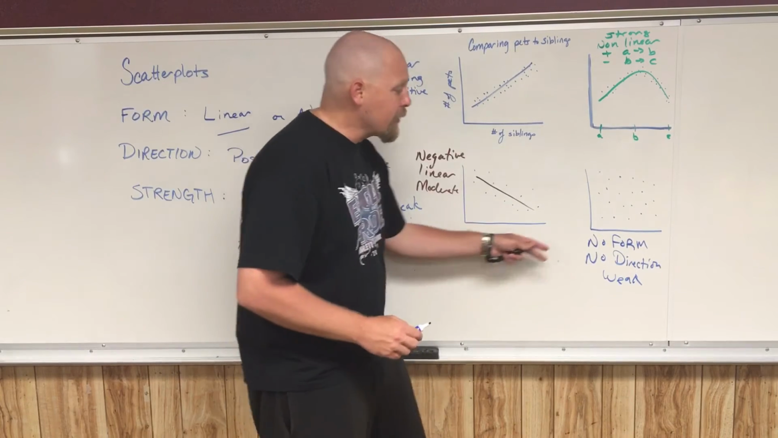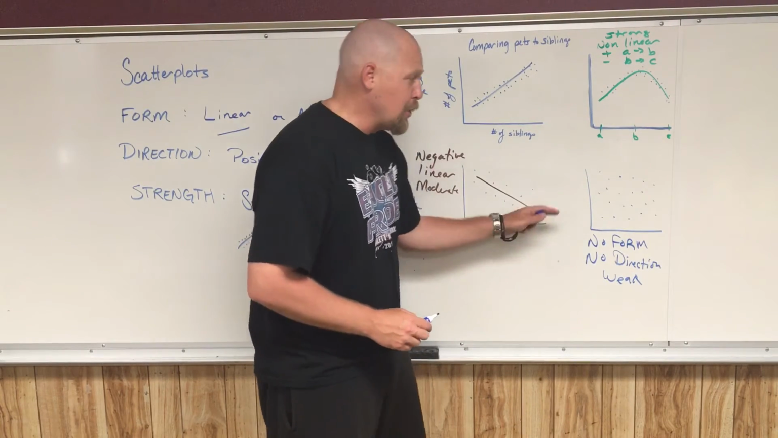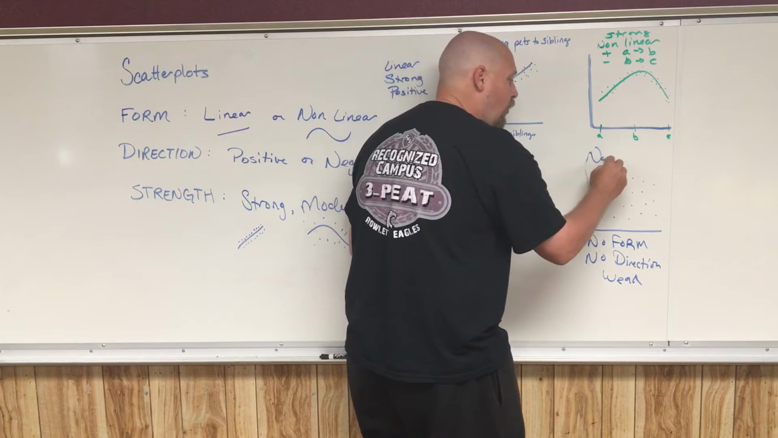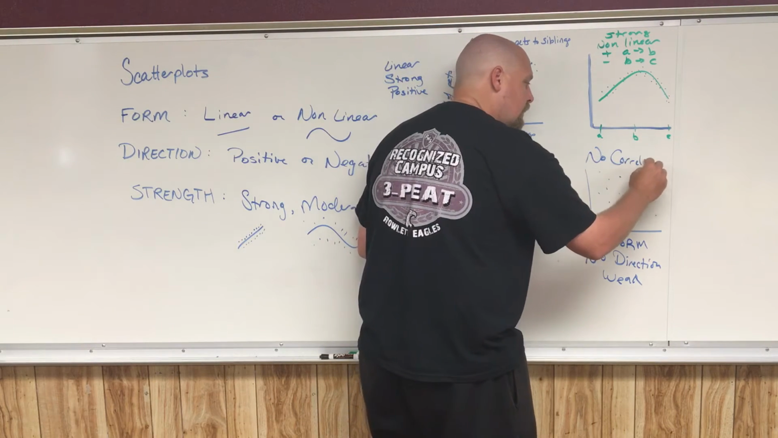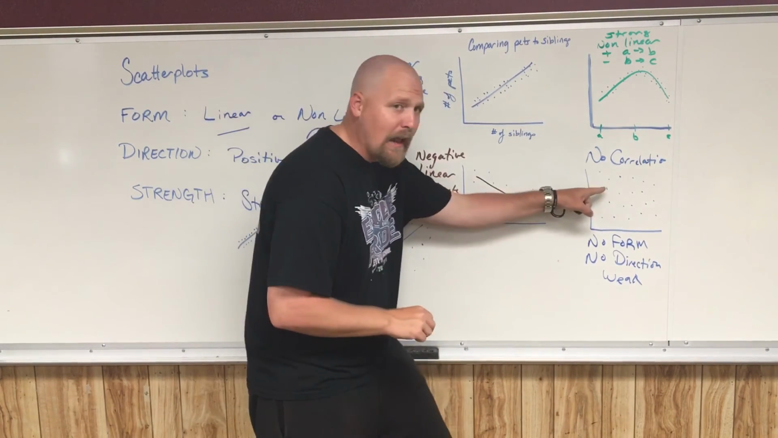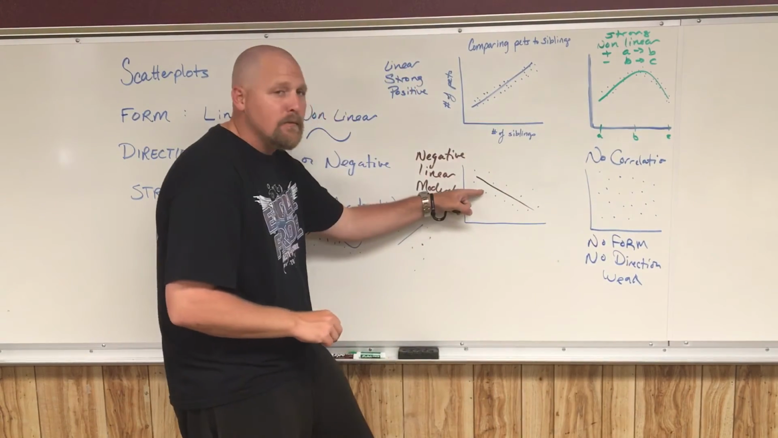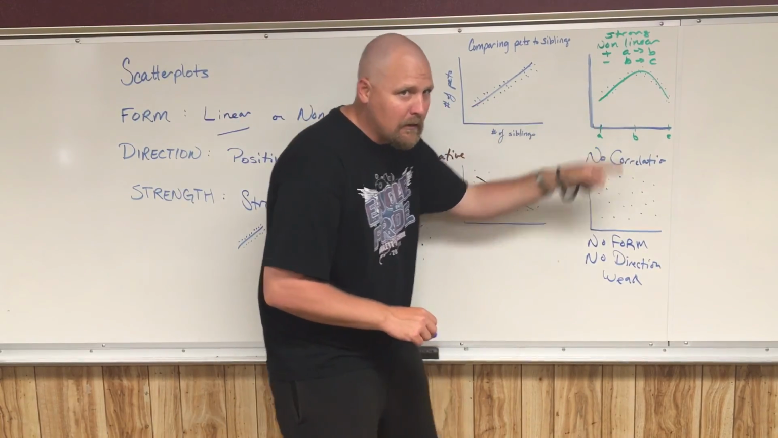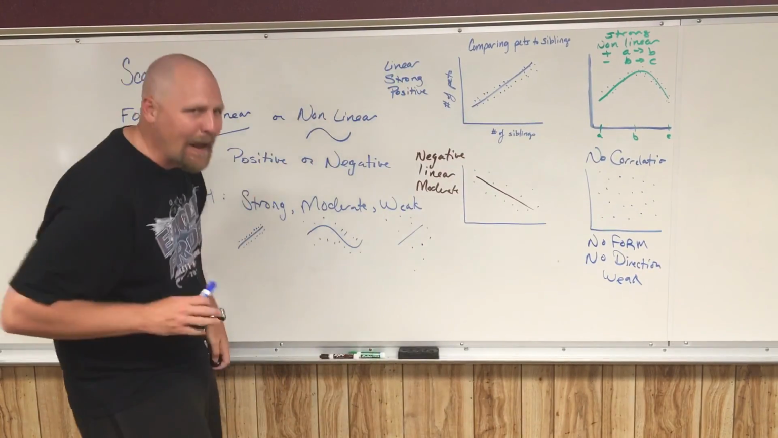And so you can either write those three descriptors here, or you can use this one that's all-encompassing. It's called no correlation. Okay? No correlation. Negative. Positive. Nonlinear. Okay? Guys, this is scatterplots.